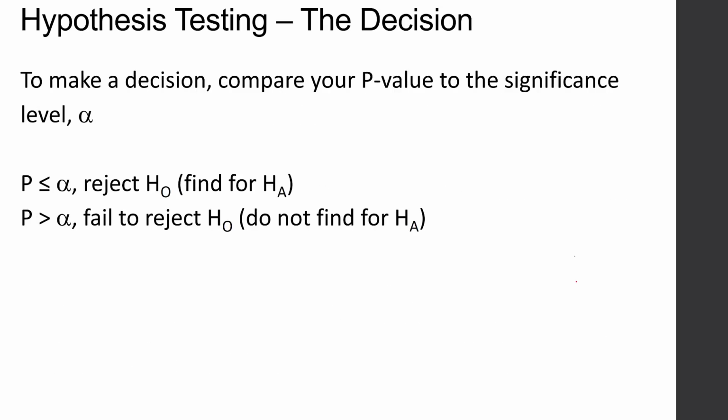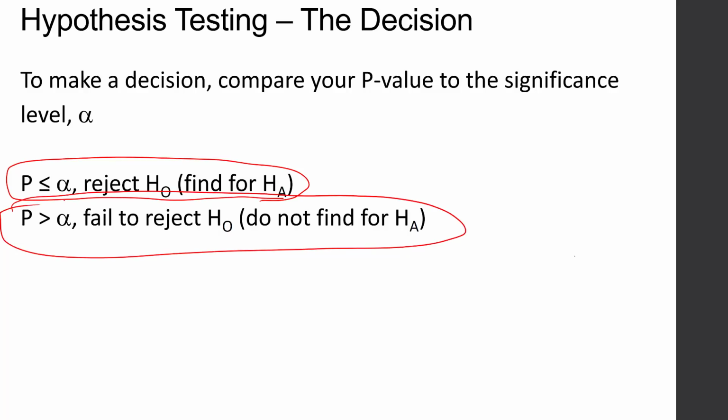This is called the significance level of the test. To make a decision then, compare your p-value to your significance level alpha. If your p is less than or equal to your pre-specified cutoff alpha, reject the null hypothesis, which means that you find for your alternative. If your p is greater than alpha, you're going to fail to reject your null hypothesis. You just did not quite find enough evidence for your alternative. A good way to remember this is, if the p is low, the null must go. So if p is less than or equal to alpha, reject your null hypothesis and find for the alternative. If the p is not low, then the null does not go.